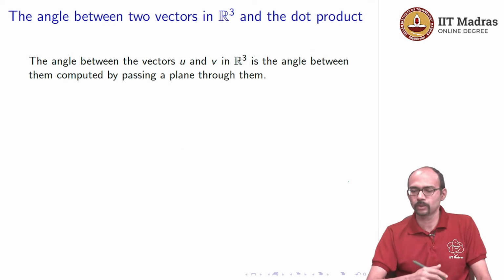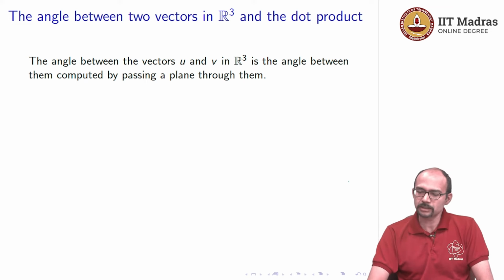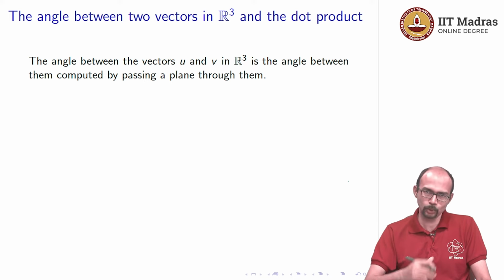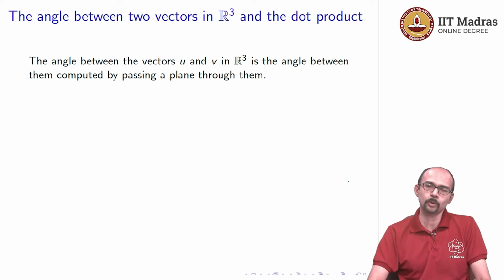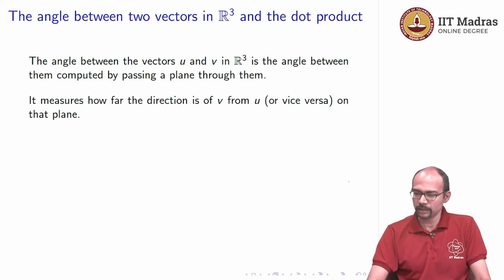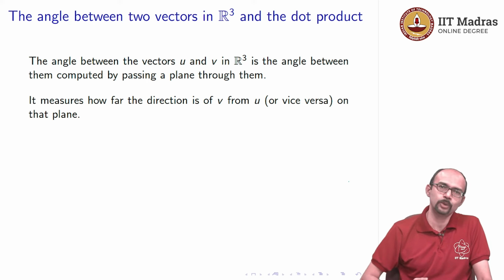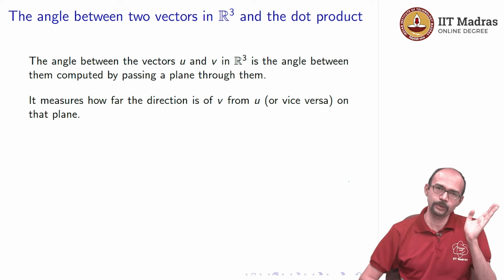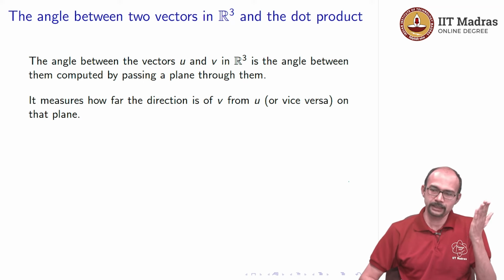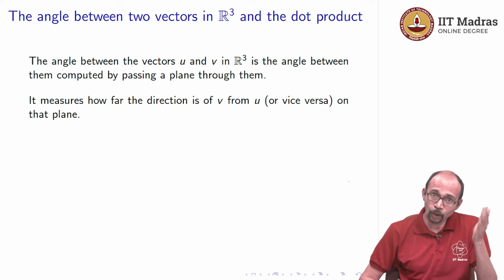The proof is the same. Let us now ask what happens to the angle. The angle between two vectors u and v in R3 is the angle computed by passing a plane through them. If you have two vectors u and v, there is a unique plane passing through those two vectors. Draw that plane, and once you are on the plane, it is like you are in R2, and in R2 we know how to compute the angle between two vectors. This angle measures how far the direction of v is from u, or u from v, on that plane.